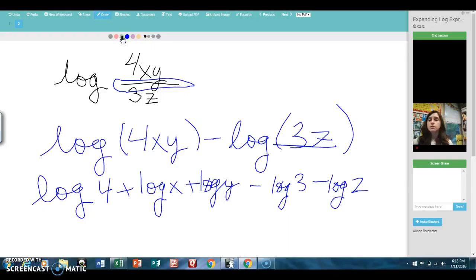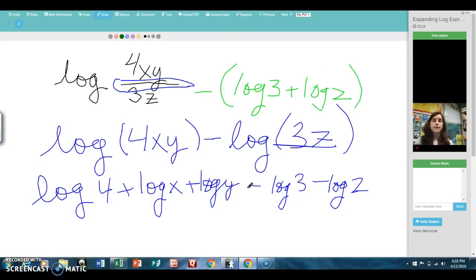I want you to just look at this last part again. We really had the log of 3 plus the log of z, but because I was subtracting the whole thing, I distributed the negative, and that's why both of these terms became negative. So a good shortcut to think about is anything in the numerator is a plus and anything in the denominator is a minus.